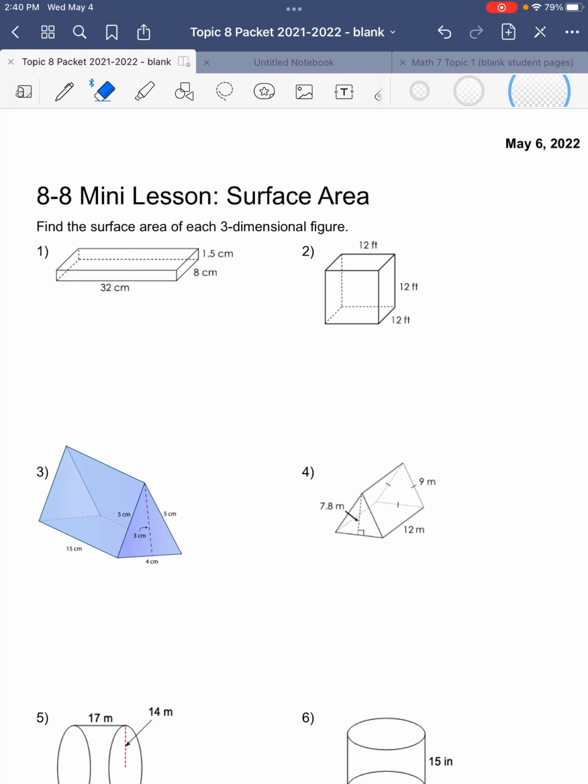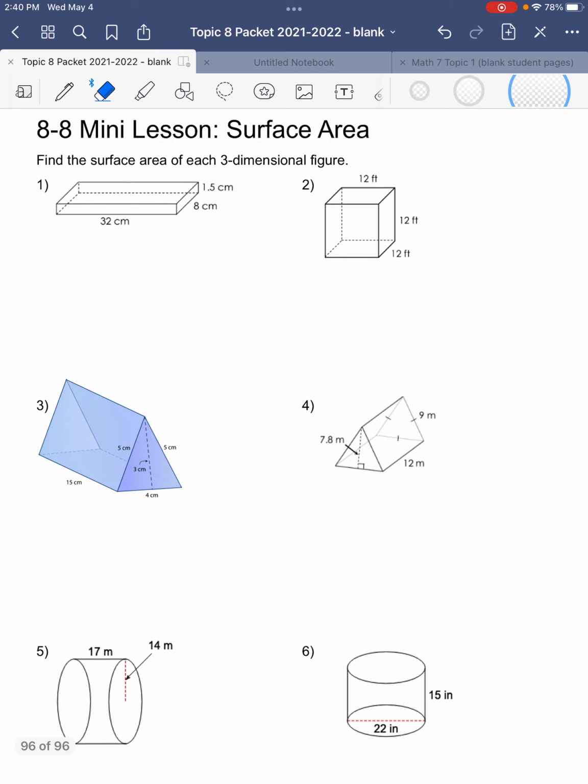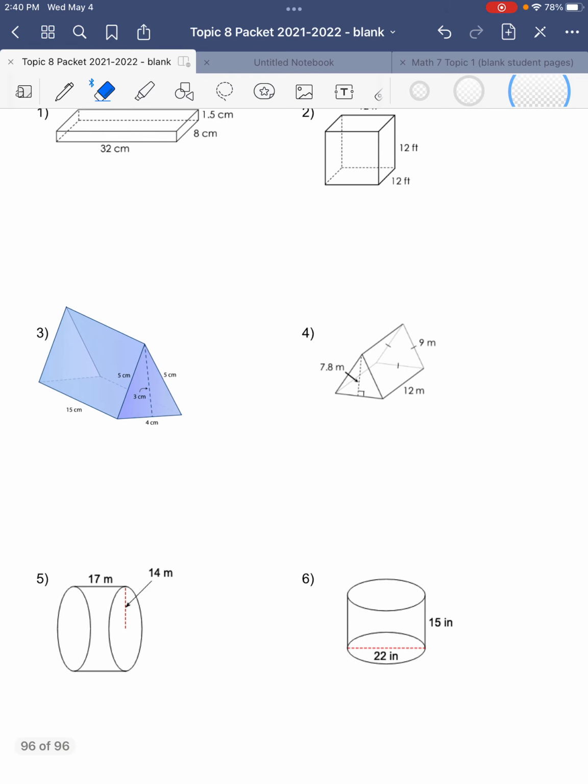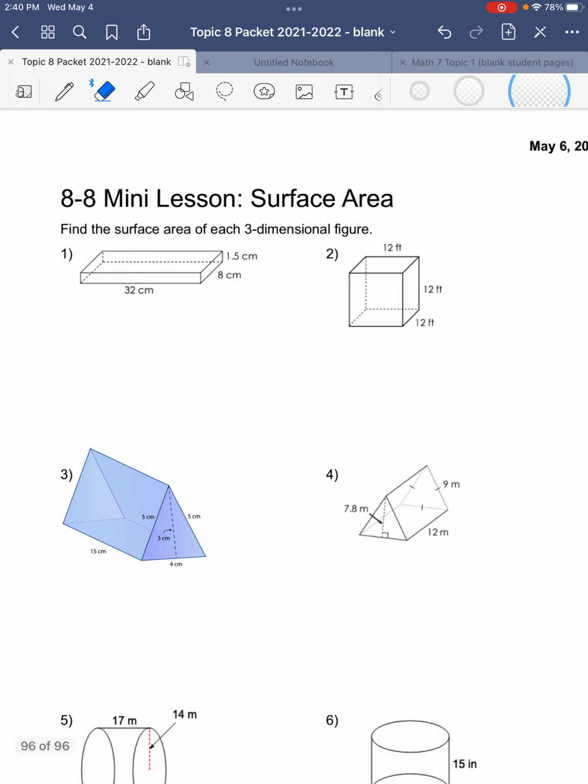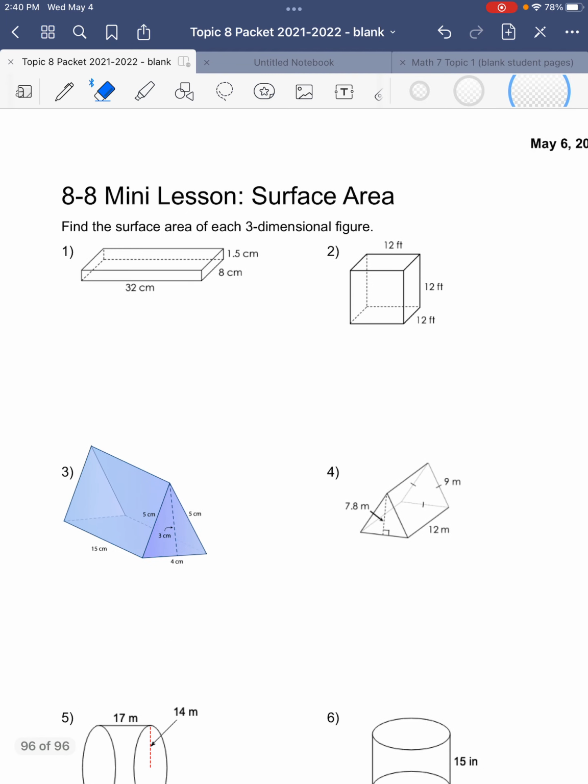Hey y'all, today is May 6th and we are doing a little mini lesson on surface area. So we talked in class about surface area of rectangular prisms, cubes, those kind of shapes. We also talked about surface area of triangular prisms and surface area of cylinders. So we're going to do all three of those in our little mini lesson today. We just have two of each.